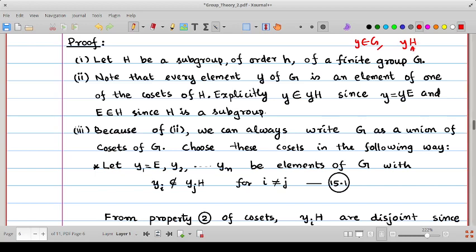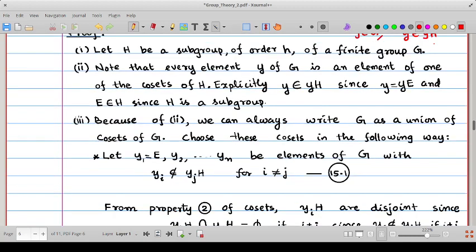Now H contains the identity element, and therefore when we take the product of y with the identity element, we will get the element y itself, because y times e is equal to y. Or in other words, the element y is an element of the coset yH for any subgroup H, because a subgroup should contain the identity of that group. And therefore, every element of the group G should be in one of the cosets.